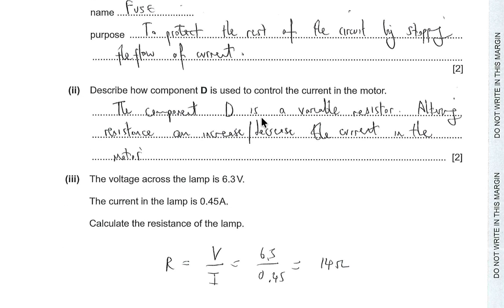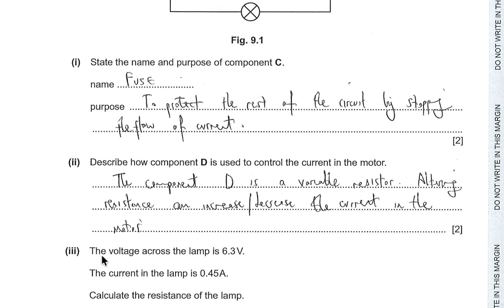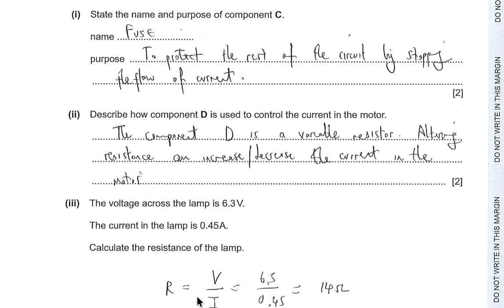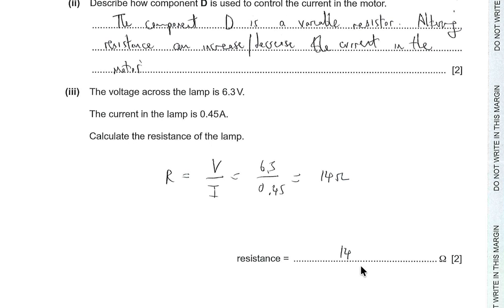Okay. Now we've got our question here, which is all about calculations. Okay, and this is one of our standard calculations. We've got the voltage is 6.3, current is 0.45. We're being asked to calculate the resistance. Now for this, we're going to use our definition of resistance, which is the ratio of potential difference to current, or voltage to current. We've got 6.3 divided by 0.45, which gives you 14 ohms, and so that's why the answer here is 14.